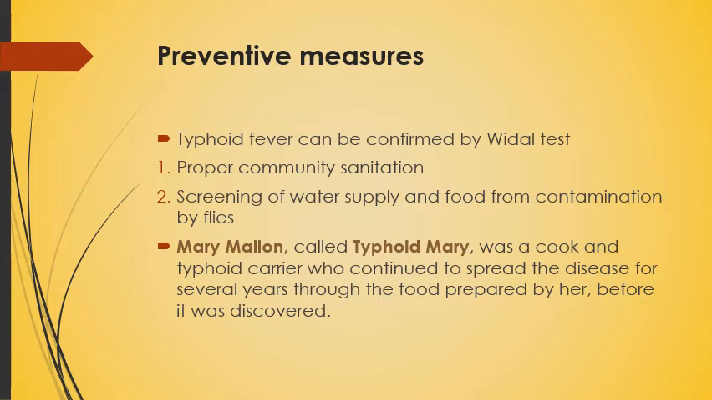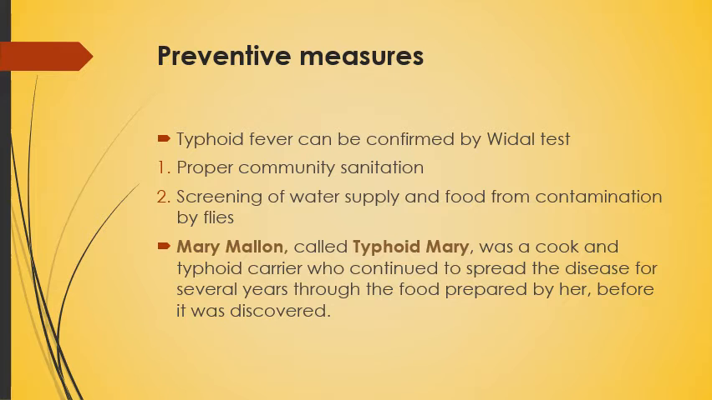Number 2 is screening of the water supply and the food from contamination by flies. We should take care कि पानी और खाना जो हम खाते हैं वो गंदा नहीं होना चाहिए, उन्हें मक्खियों से, मच्छरों से बचा के रखना चाहिए, otherwise it may cause a disease that is known as typhoid.